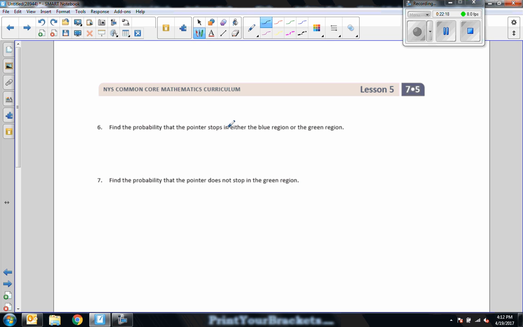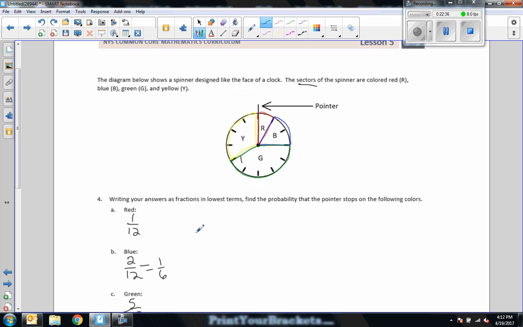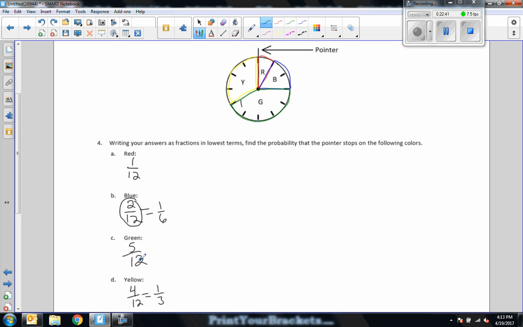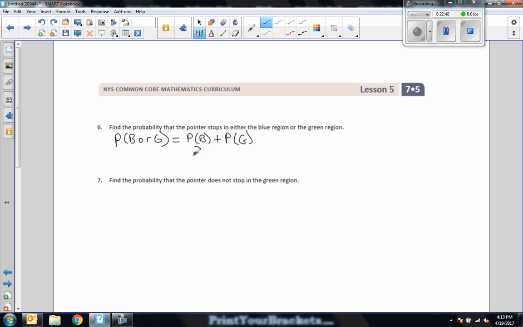Number 6. Find the probability that the pointer stops in either the blue region or the green. The probability of blue or green equals the probability of blue plus the probability of green. Now that we're on a new page again, probability of blue is 1/6, but I am going to add, so I need common denominators, so I will use the unreduced version. Probability of blue, the probability of green. 2 12ths, 5 12ths. Equals 7 12ths.